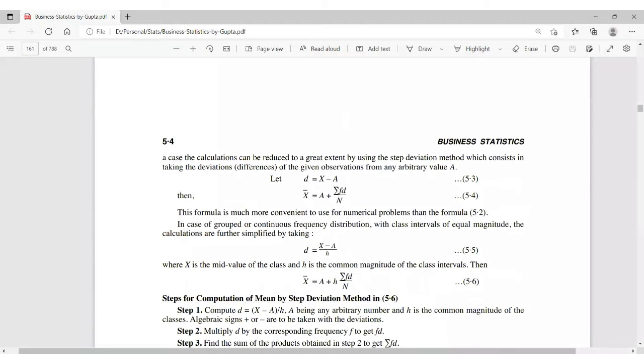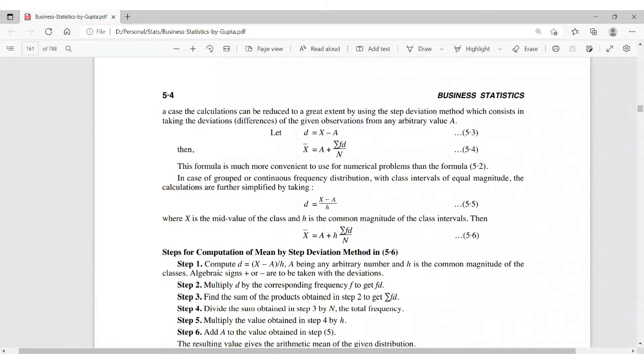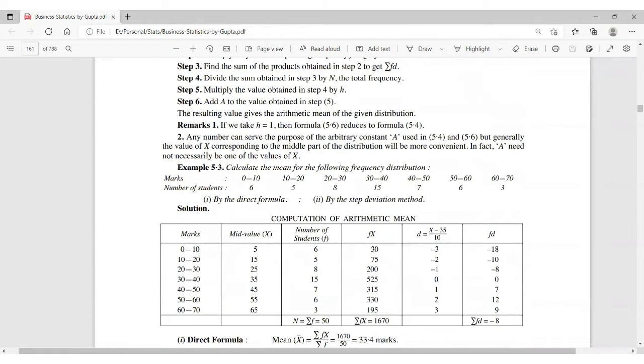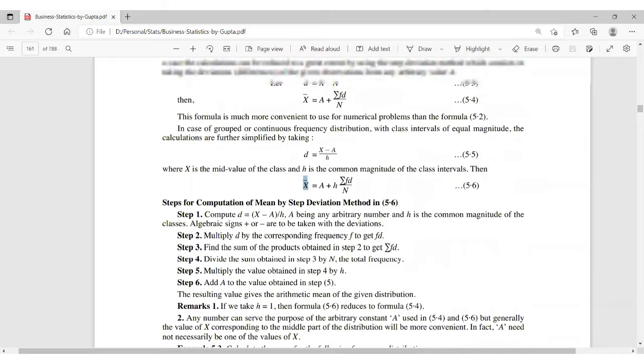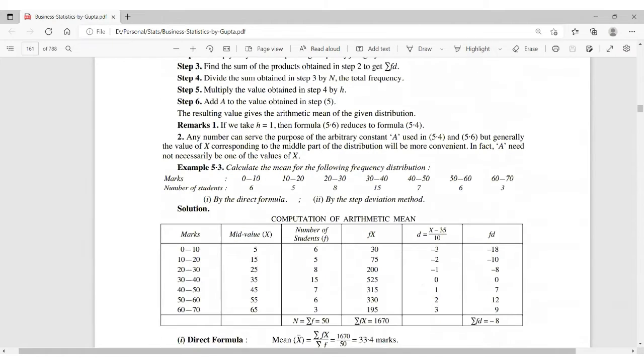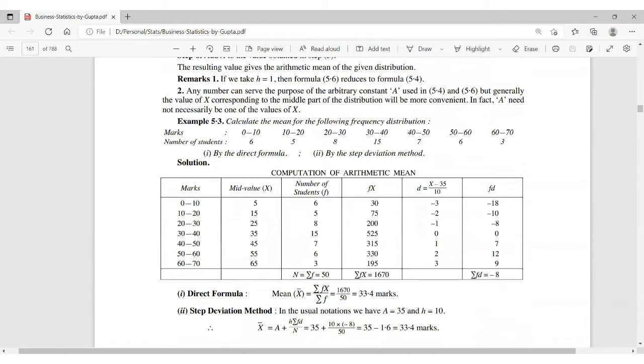This formula is much more convenient to use in numerical problems. In general, the step division method is d is x minus a upon h. So the formula for x bar is equal to a plus h into summation of fd by n. Now, let me do this. Sir, H means? H means class size. Okay, I will also tell you in the question. See.